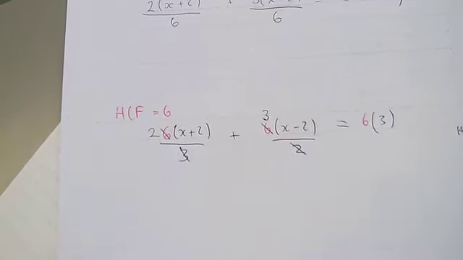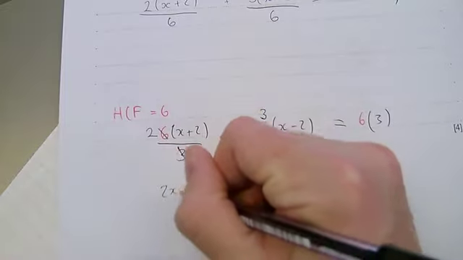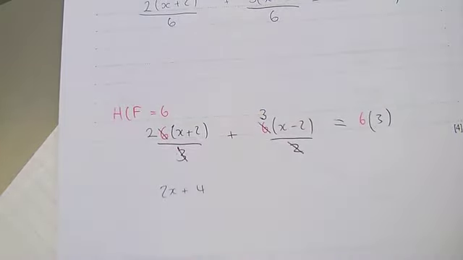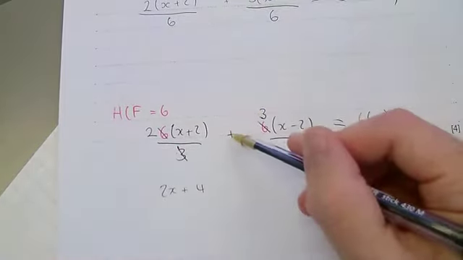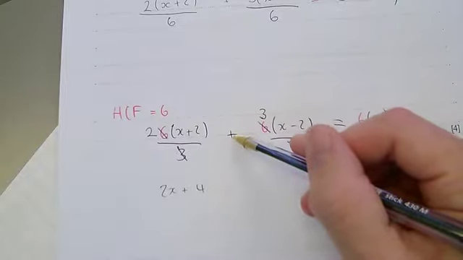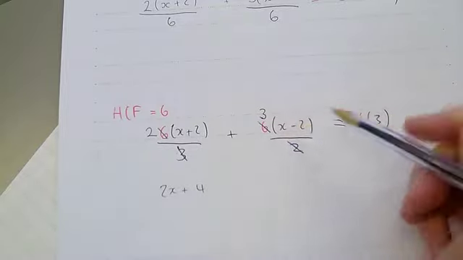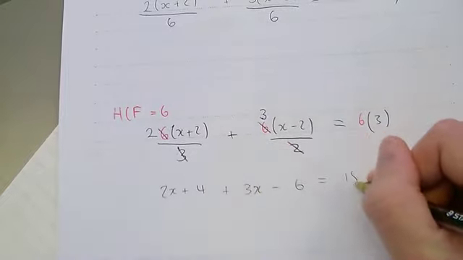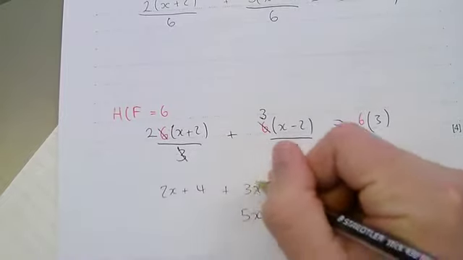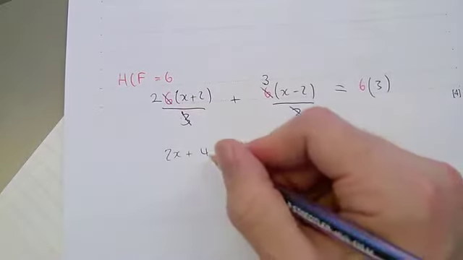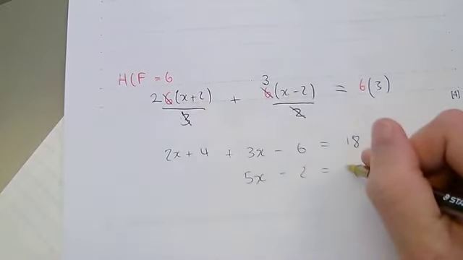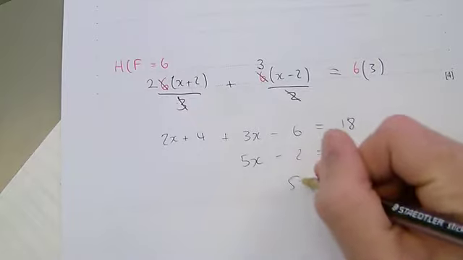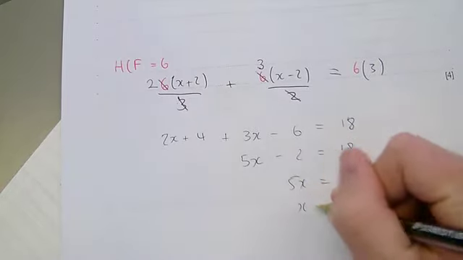So from there, for me, I would have expanded that out and got 2x plus 4. What you have to be careful with is if you ever get a minus here. So if that's minus, just have your wits about you because that'll change both the signs in here. Okay? So then I'm going to get plus 3x minus 6 and have that equal to 18. That's going to give me 5x from the 2x add the 3x. Plus 4 minus 6 is minus 2. That equals 18. So 5x equals 20, so x equals 4.